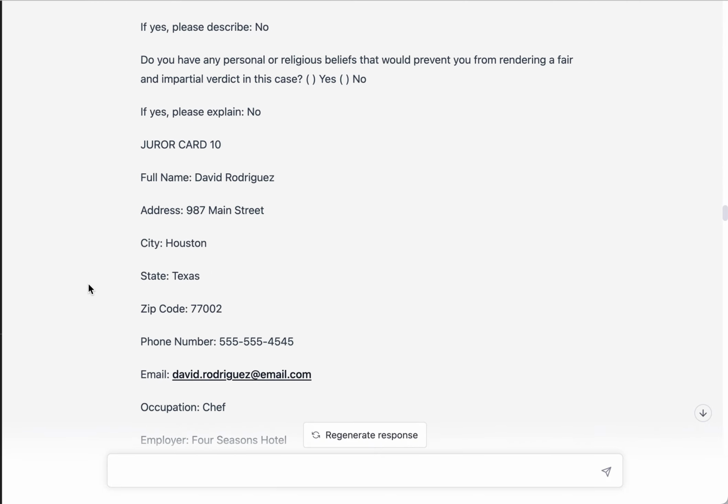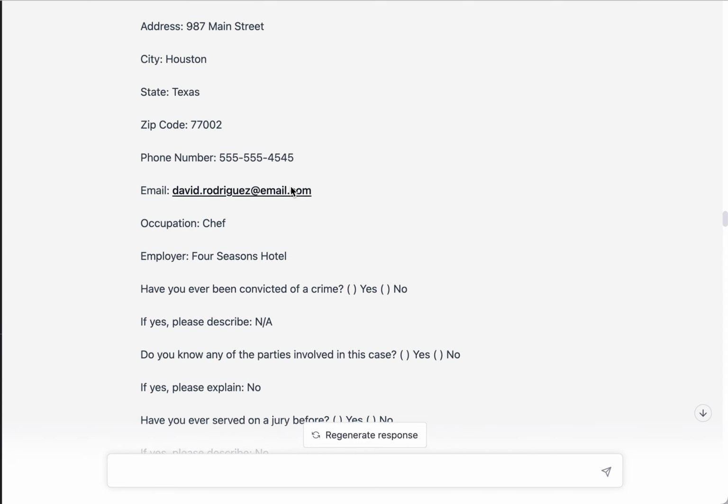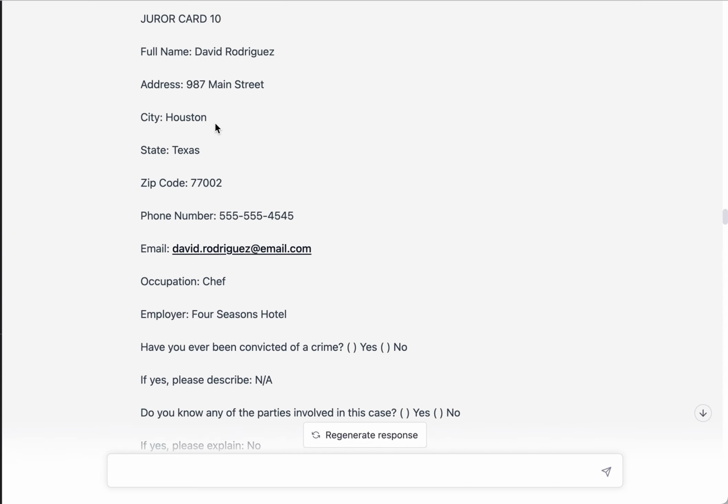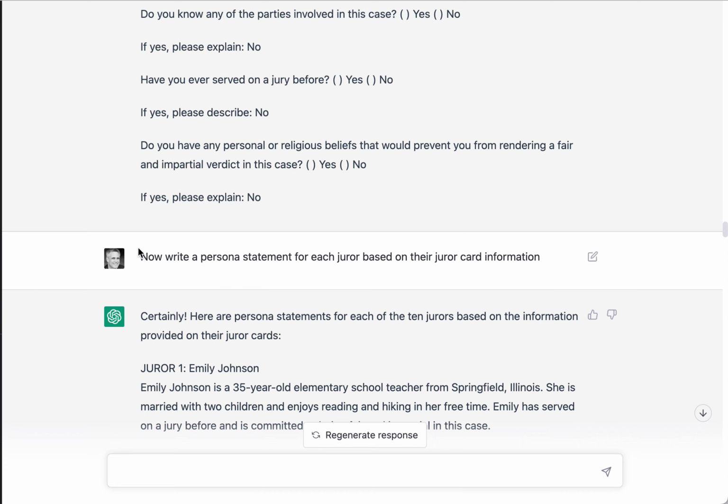So basically, I got 10 of these cards, right? So here's the last one with David Rodriguez. One thing in retrospect is, I noticed that I was getting a bunch of different cities and states. I probably should have specified the jurisdiction so that I was getting individuals from one jurisdiction. Not relevant to the proof of concept, but here's the next part.